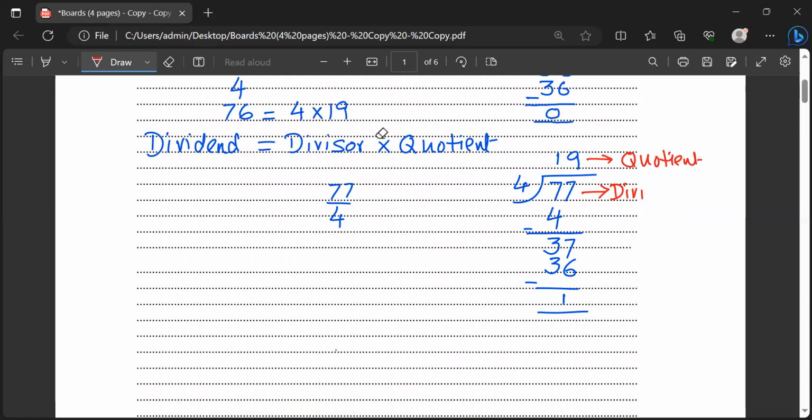Dividend is here, and 4 is the divisor. But here we have a remainder. In the previous case, the remainder was 0, and we stop this process of division when the remainder becomes smaller than the divisor. So 1 is the remainder.